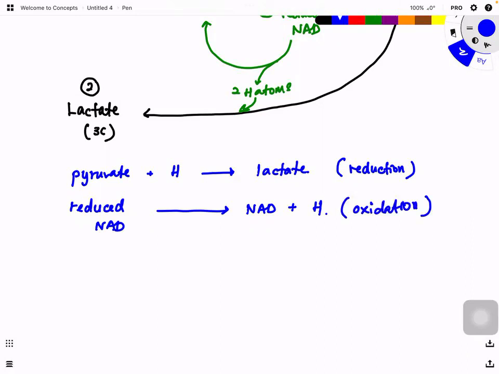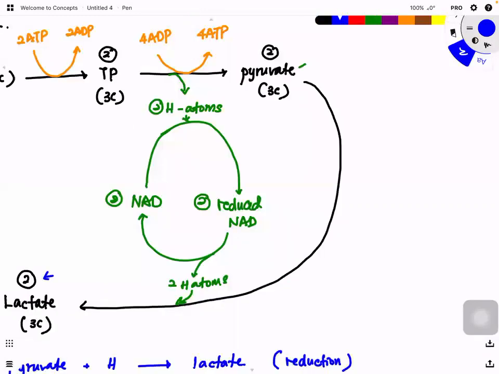Okay, so one question asked here, what is the two? Okay, I write here means two lactate. So for one glucose, you are going to get the two pyruvate. Are you clear? So we see that the reduction process takes place, pyruvate is reduced to lactate.